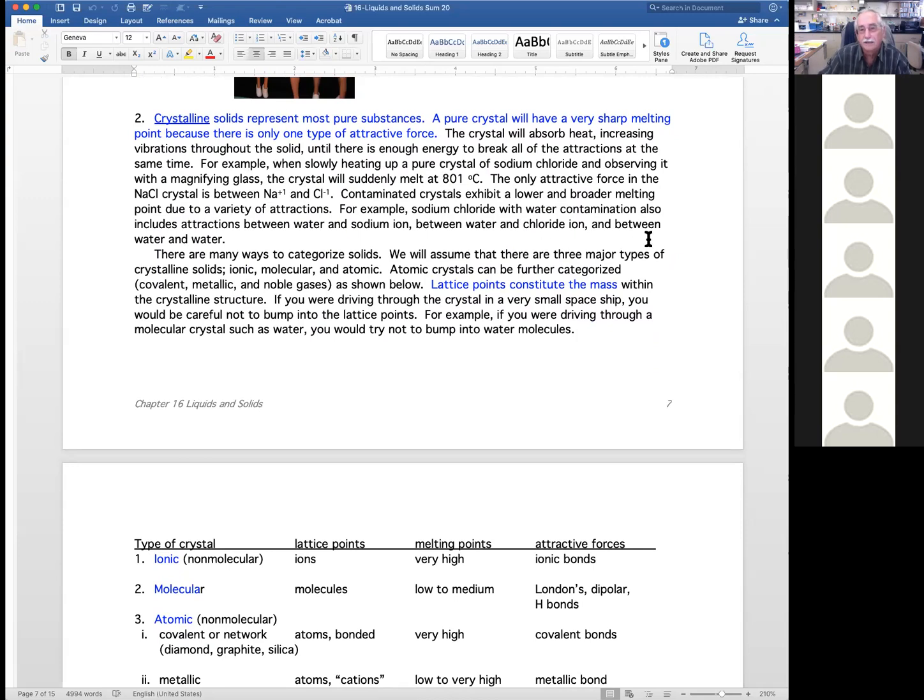And finally I get to 801 degrees and bam, just like that, the whole thing melts one time. Only one attractive force. Then, if I take an impure crystal, say I have water in the crystal, now I have attractions between water and water, water and sodium, water and chloride, and sodium chloride. When I look under the microscope and I slowly heat it up, it starts to melt way before 801 degrees. And it doesn't melt right away. It's like there's variable different melting points to it.